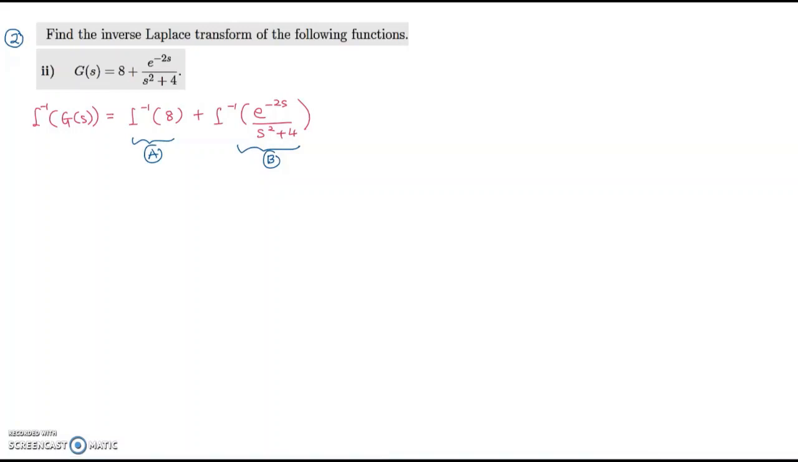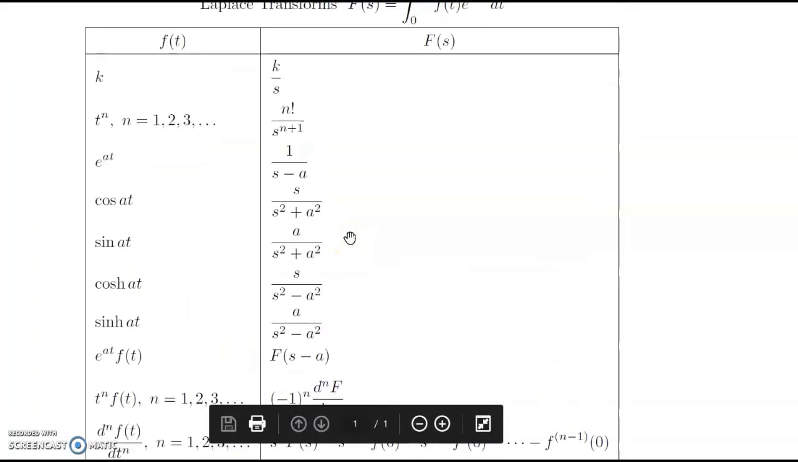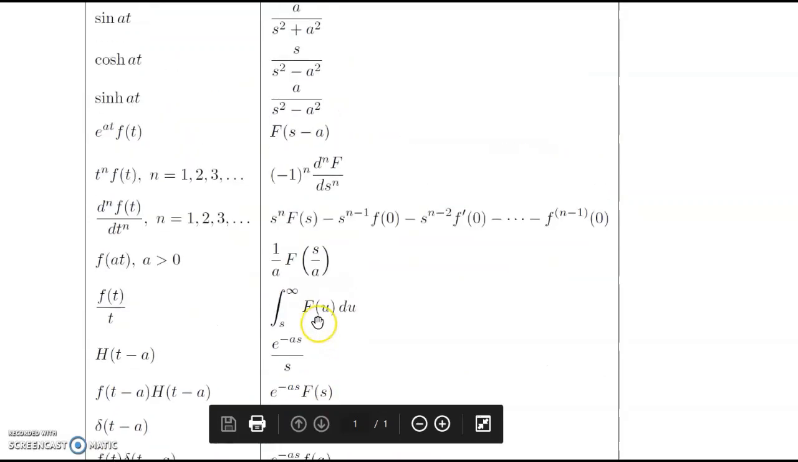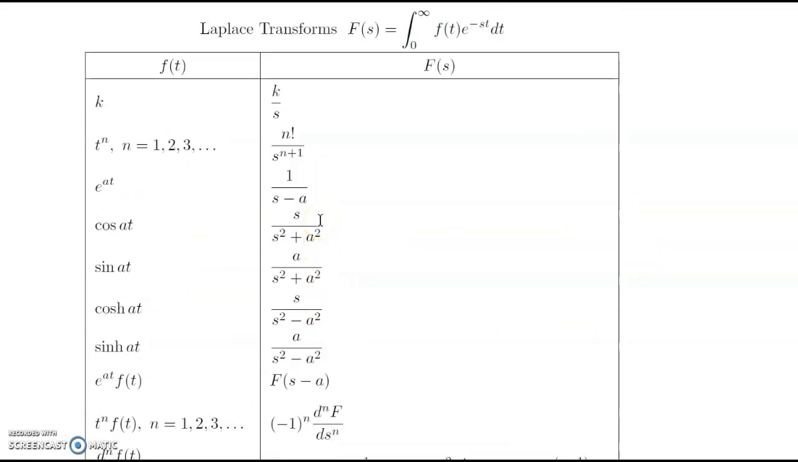Look at the first one, A. Find the inverse of 8. Refer to the table. If we refer to the table, we don't have the constant on the right hand side here. None of the expressions on the right hand side here involve the constant only.